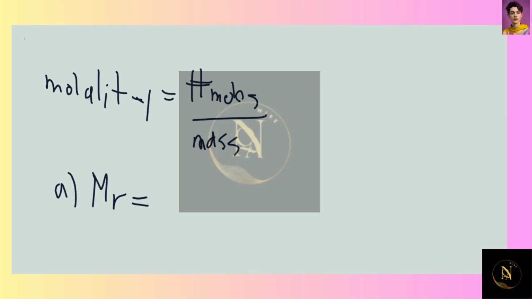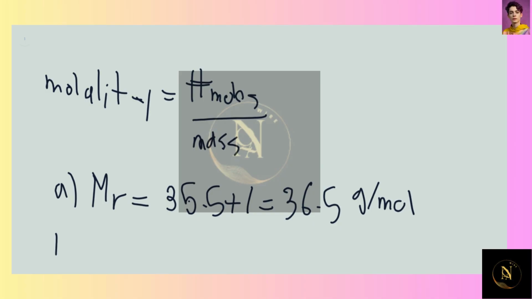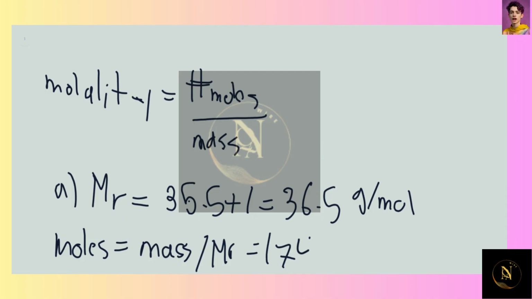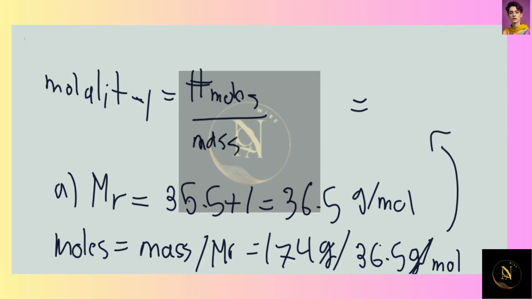So for part A, to determine the number of moles, we first need to determine the molecular mass of HCl, which is the atomic mass of Cl plus that of hydrogen. Then the number of moles is the mass over the molecular weight, which we are given. The mass is 174 grams over 36.5 grams per mole. As you can see, the grams cancel out, and I'm left with 4.77 moles.